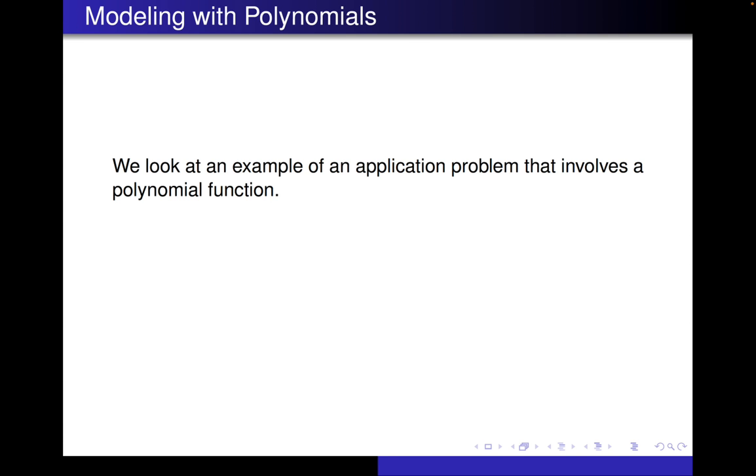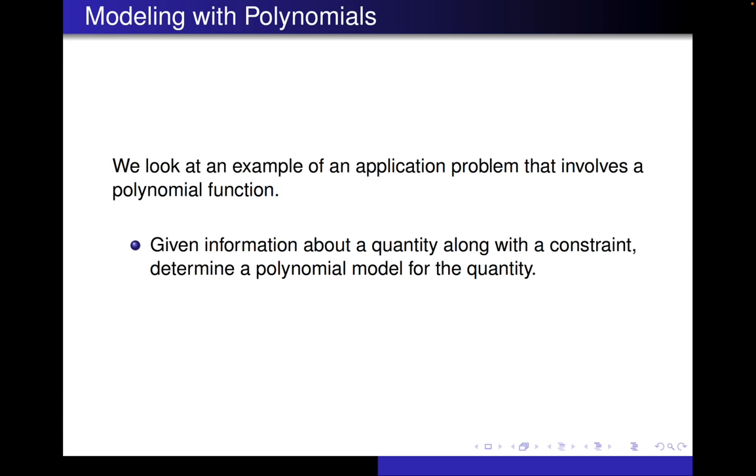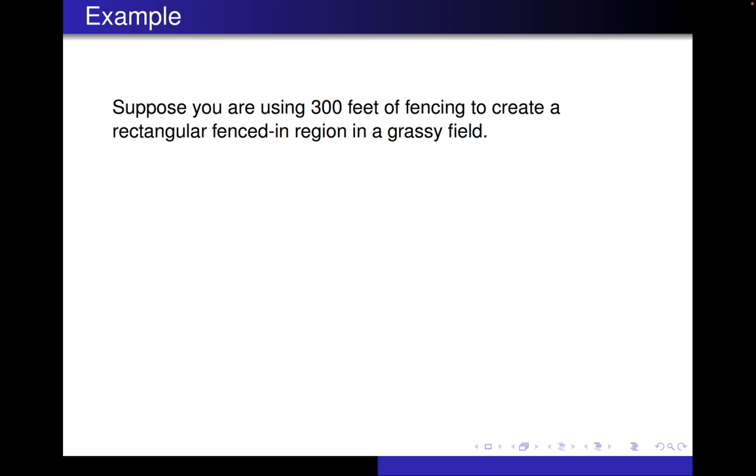Now that we've got a pretty good understanding about how polynomials work, we're going to actually try to do some modeling with polynomials. So we're going to look at an example of an application problem that involves a polynomial function. And in particular, given information about a quantity along with a constraint that helps us get down to just one variable, we're going to determine a polynomial model for that quantity. And if that doesn't make any sense now, hopefully it'll make sense once we actually do the problem.